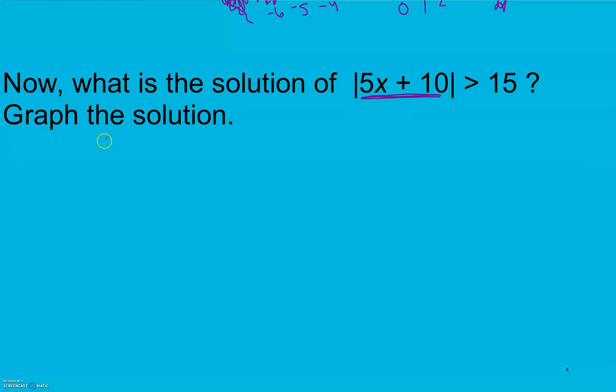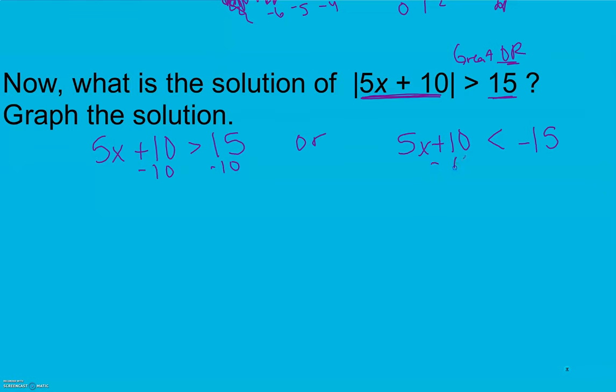I'm going to take whatever's inside my absolute value, with the inequality that's given to me. Or whatever's inside could have been the opposite. It could have been a negative 15, but in order to change to the opposite here, I had to change my inequality as well. So again, I have one greater than, one less than. Great-or. So this is going to be an or. Solve each inequality by subtracting first.